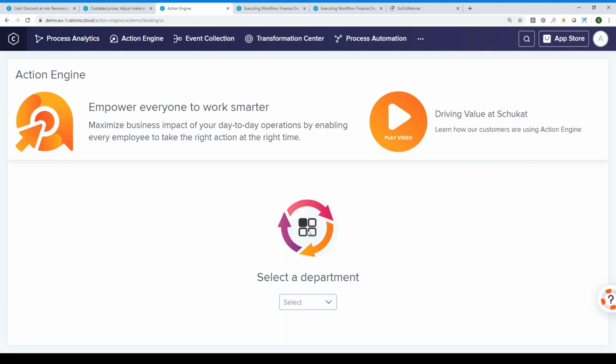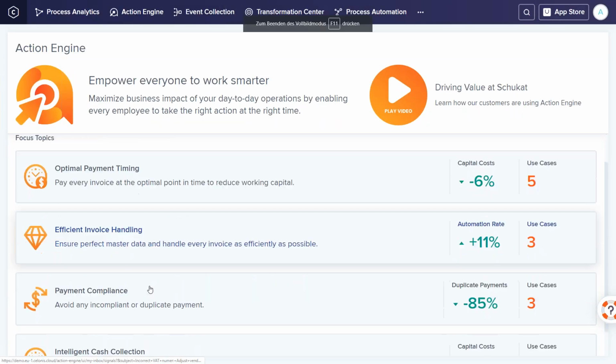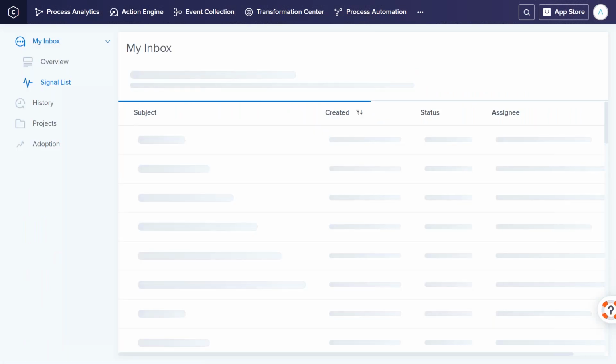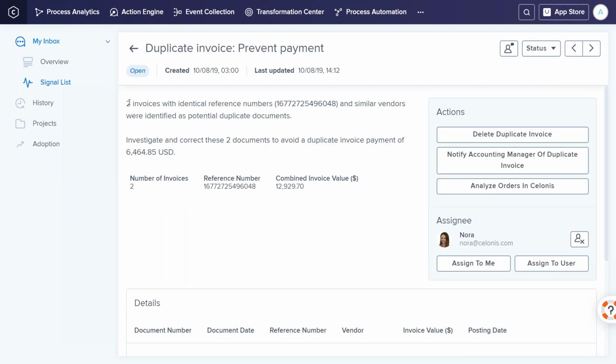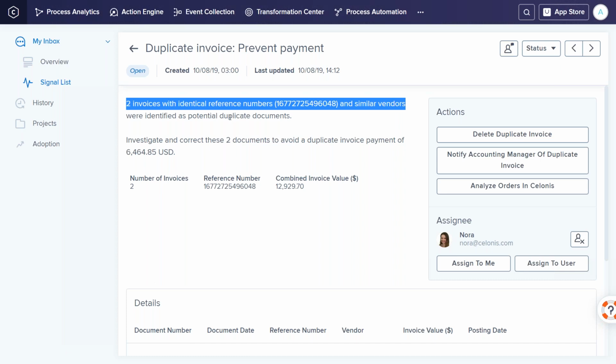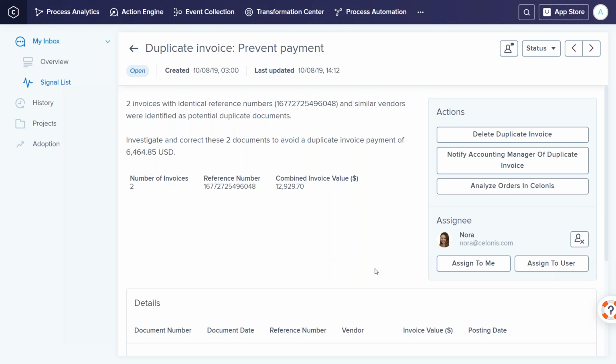If I was an accountant in finance looking at payment compliance, then I would permanently get signals on potential duplicate invoices. If I clicked on these, I would see that there are 2 invoices with identical reference numbers and very similar vendors that could be potential duplicate documents. Each of them is worth $6,464. So by just preventing one duplicate, I'd already realize a value add of several thousands of dollars.